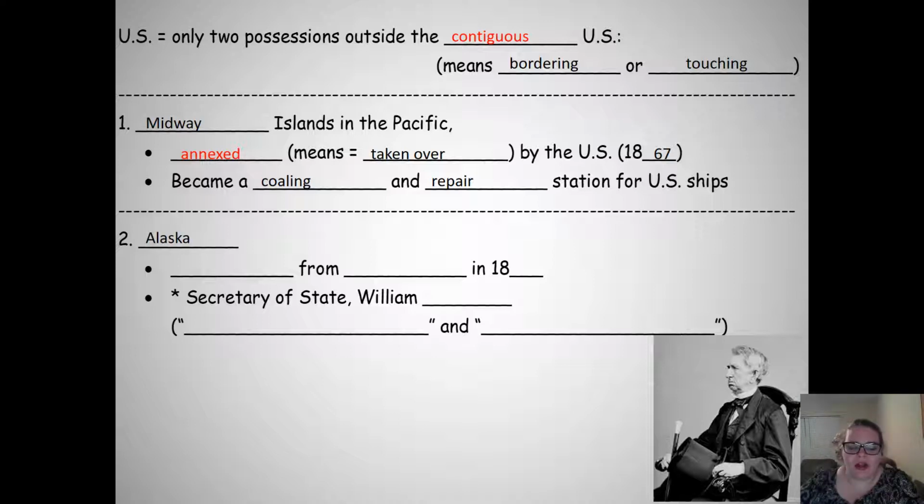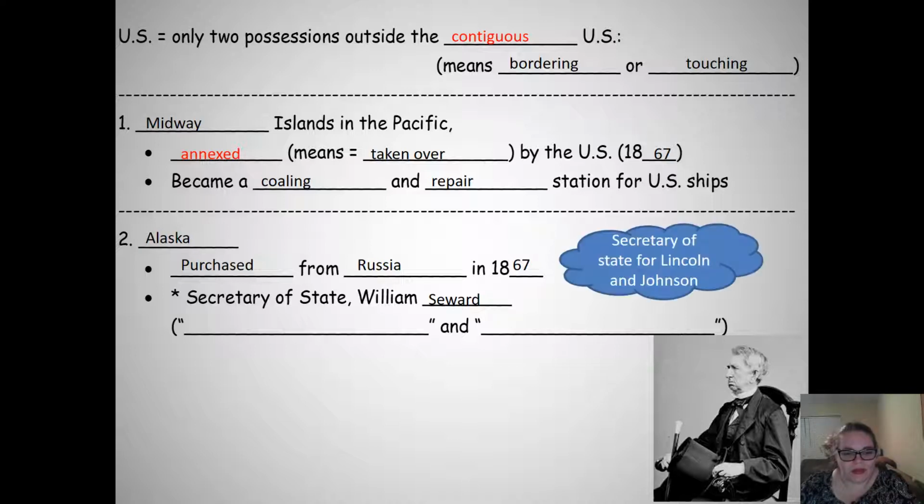The second place we already owned was Alaska, and that was William Seward, which we talked about today. We bought it from Russia in 1867. William Seward is the one who purchased it for President Johnson. And remember we talked about this, it was called Seward's Icebox or Seward's Folly. That's your answer to the warm-up, by the way, y'all.